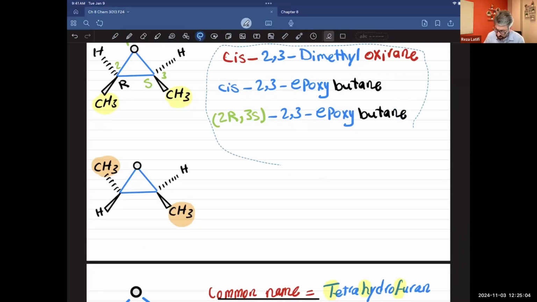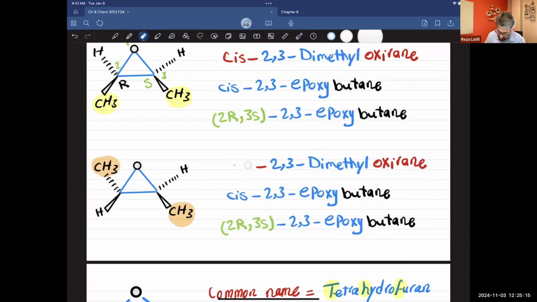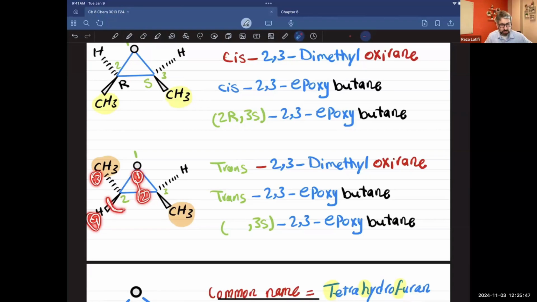You can use the same logic for the next molecule, but this time, instead of cis, say trans. Now I changed the position of the methyl, so I go 1, 2, and this one will be 3. Now, if we look at the priority, this is number 1, that's number 2, this one is number 3, and that's number 4. If I follow the numbers, it's supposed to be clockwise. Hydrogen is facing toward us, so this one will be S. So we get 2S,3S.